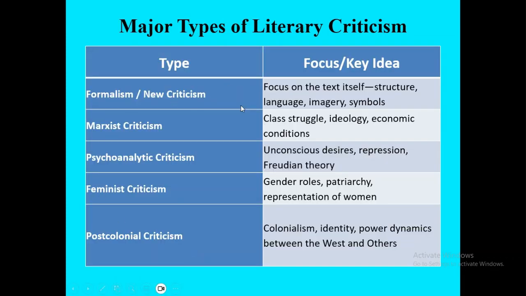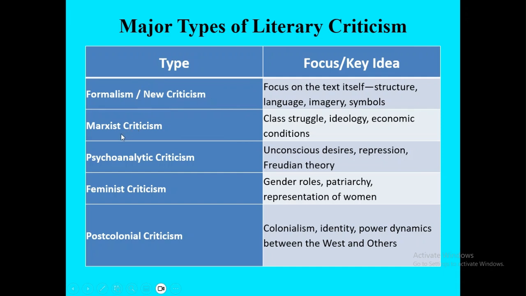Now, let us try to understand major types of literary criticism. The first one is formalism. It is also known as new criticism. The key idea of formalism or new criticism is focusing on the text itself, the text structure, language, imagery, and symbols. So that is the first type of literary criticism, formalism or new criticism.